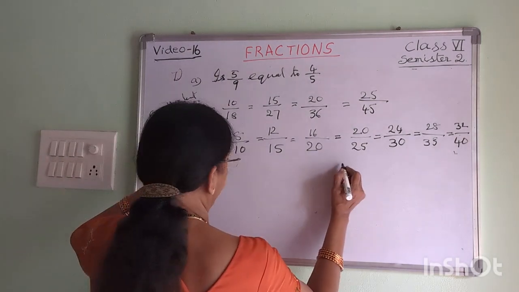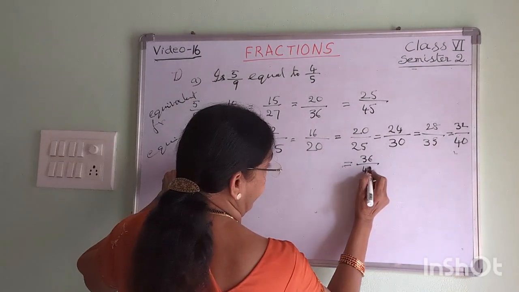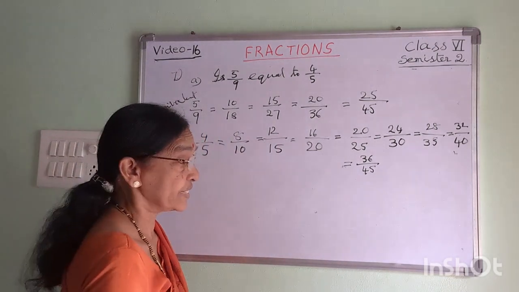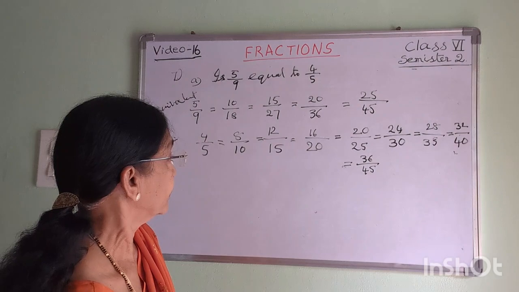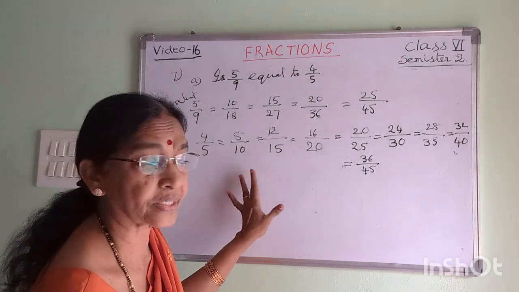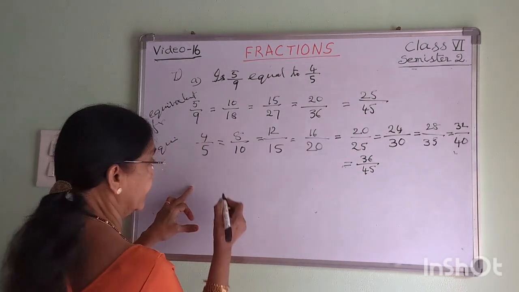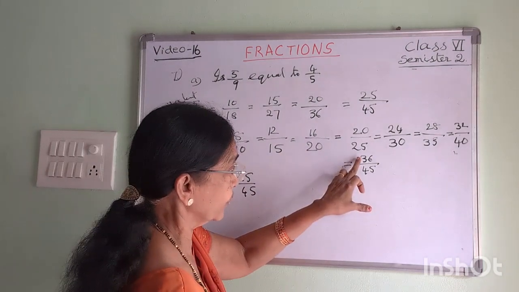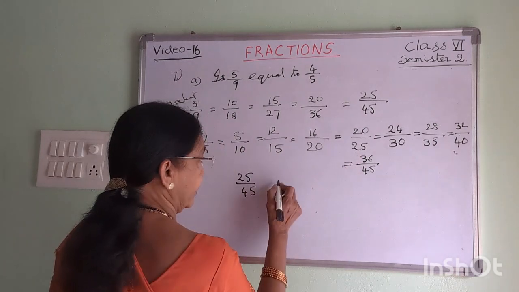Multiplying by 9, 9 fours 36 by 9 fives 45. Now we got equivalent fractions having the same denominator 45. Therefore, 5 by 9 is equal to 25 by 45, and 4 by 5 is equal to 36 by 45.